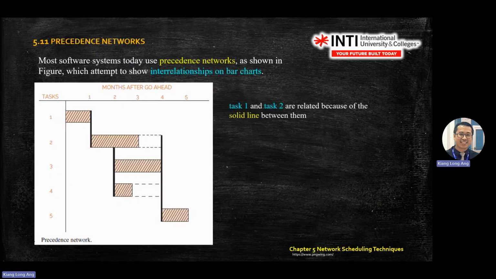Precedence network, this one is also the same, but this one is like a milestone one. It's more like a Gantt chart. So if you have a solid line, then it's related. Like activity task 1 and task 2, they are related. Week 1, month number 1, they are related. Then they can wait, activity 2 can wait until the 4th month. Then they can only start with activity number 5 and so on.